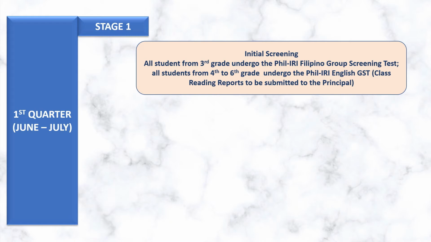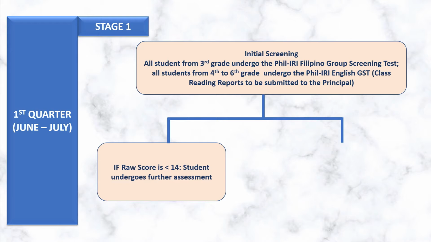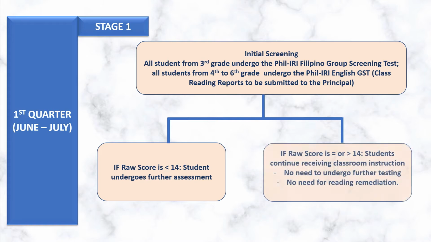Class reading reports are to be submitted to the principal. The purpose is to identify those who need to undergo assessment using the Individualized Informal Reading Inventory tool. Students who get a score of 13 and below will undergo individual reading inventory. Those who got 14 and above will not undergo further testing or reading remediation and will discontinue the testing.